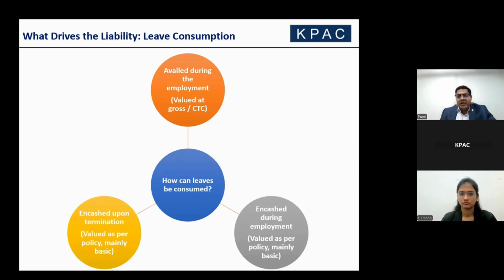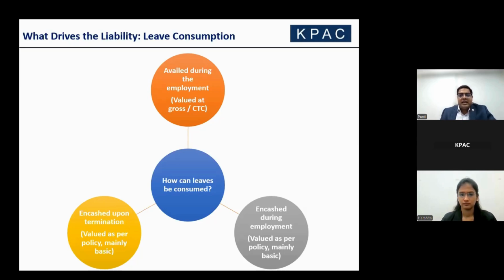When the leaves are availed, their value is typically based on the employee's gross salary or cost to company, as the company bears the full cost of their absence. Second, encashed during employment. So some policies allow employees to encash a portion of their accumulated leave while still employed. The value here is usually based on a specific policy rate, often basic salary.